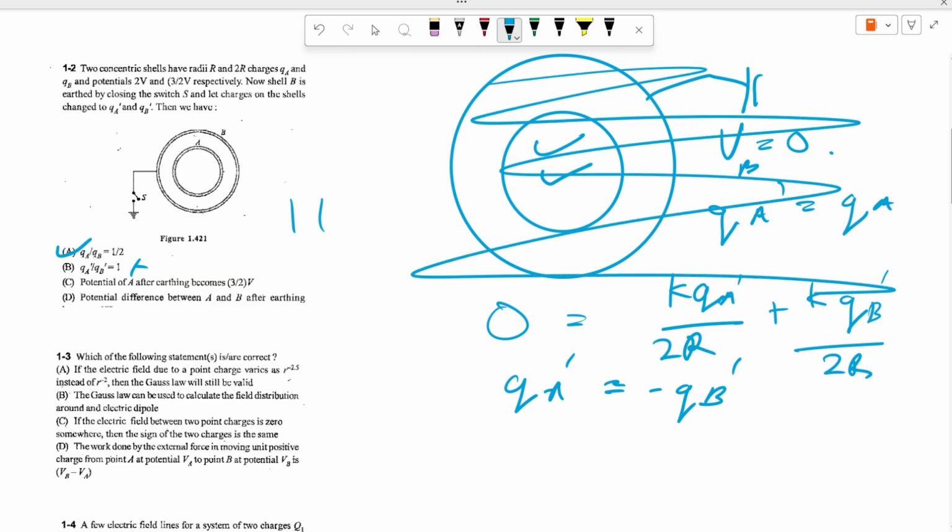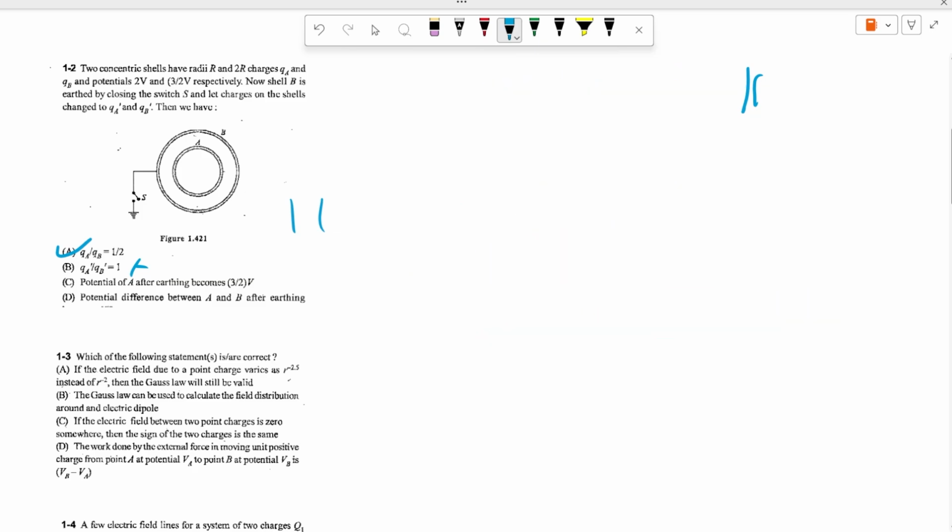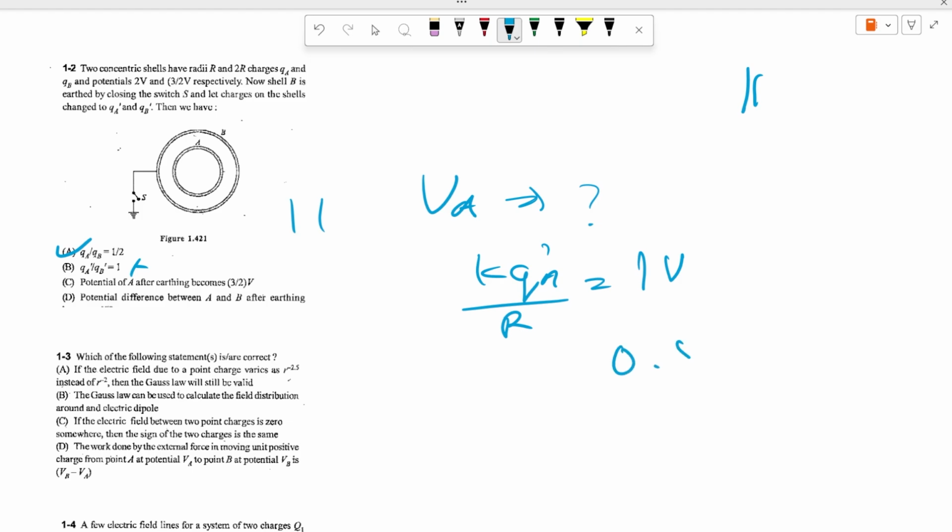Now let's solve for the second part. The potential of VA becomes what? So the potential due to QA prime upon R would be 1 volt, and then you have 0.5 volts but in negative because of QB prime. So it is not going to be this. This is incorrect again. It's going to be somewhat like this.